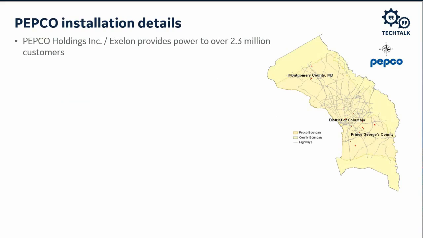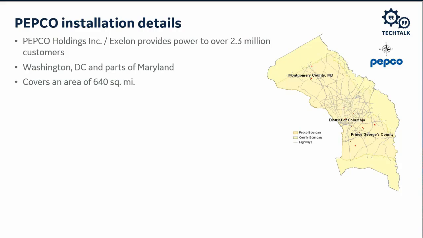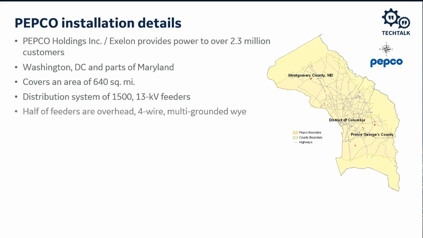Next, I'm going to present some details of the F60 HIF system installed in a major distribution utility. Pepco Holdings Exelon provides power to 2.3 million customers in the Washington, D.C. area and parts of Maryland. The service territory covers approximately 640 square miles. The distribution system has 1,500 13 kV feeders. Half of the feeders are overhead 4-wire, multi-grounded, and this is a good example then for assessing HIF performance.